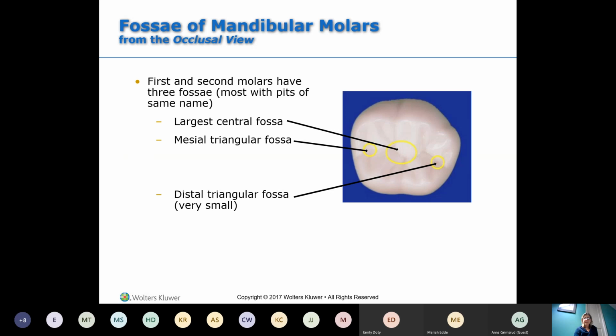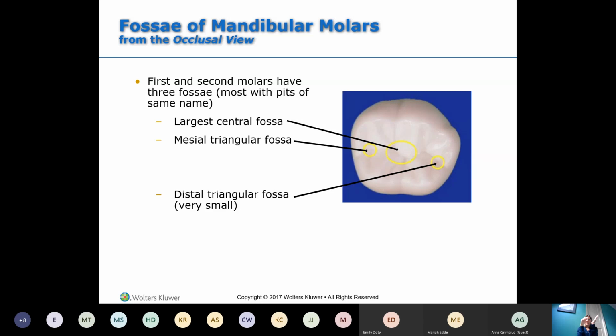First and second molars have three fossa. Most of your fossa have pits. This is the occlusal surface, and this is where your central groove is called a fossa. A fossa is a depression. So where the pits are, there's a depression. The pit is at the bottom of the depression. Think of a funnel. So the funnel is the fossa. The pit is where the fluid passes through the funnel.